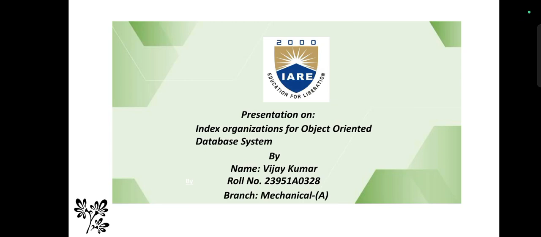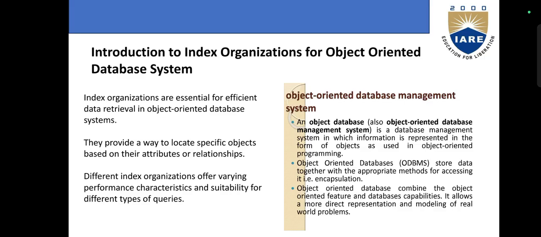Today I am explaining about index organizations for object-oriented database systems. Introduction to index organizations for object-oriented database systems. Index organizations are essential for efficient data retrieval in object-oriented database systems. They provide a way to locate specific objects based on their attributes or relations. Different index organizations of varying performance characteristics are suitable for different types of queries.